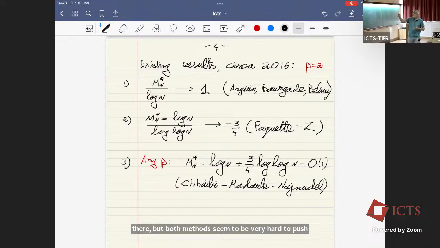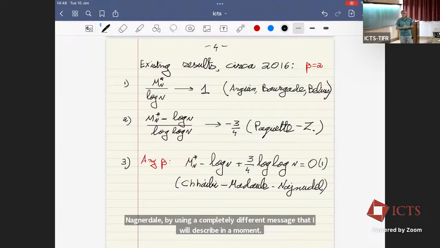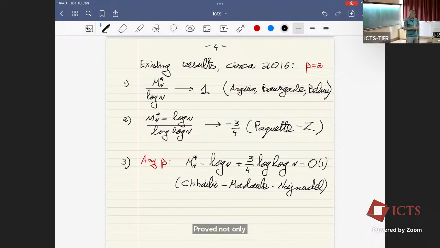And the big surprise, at least to these two teams, came very shortly after when Chhaibi, Madaule, and Najnudel, by using a completely different method that I will describe in a moment, proved not only that the two terms are as predicted before for beta equal 2, but actually that this random variable that you obtain at the end is tight. Okay? So what they proved is that for any beta, you have this kind of result.